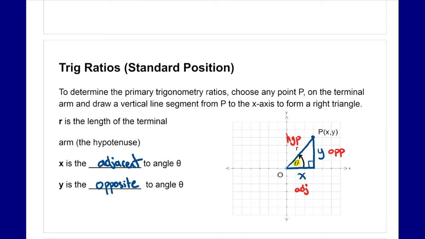We're basically using a line and a point to create a right angle triangle, and then labeling again our three main sides for right angle trig.